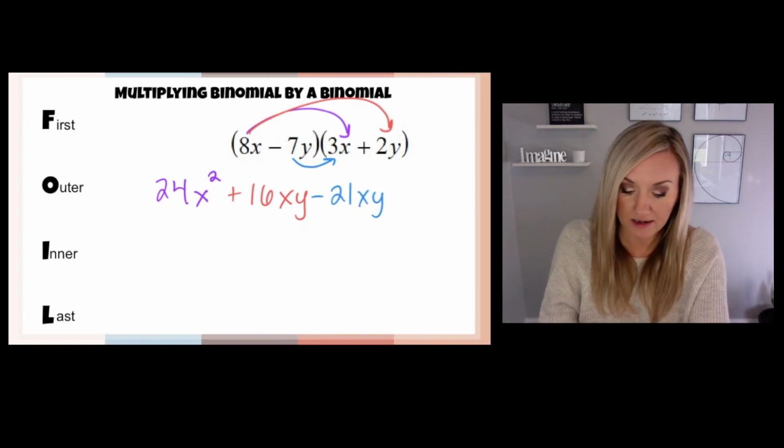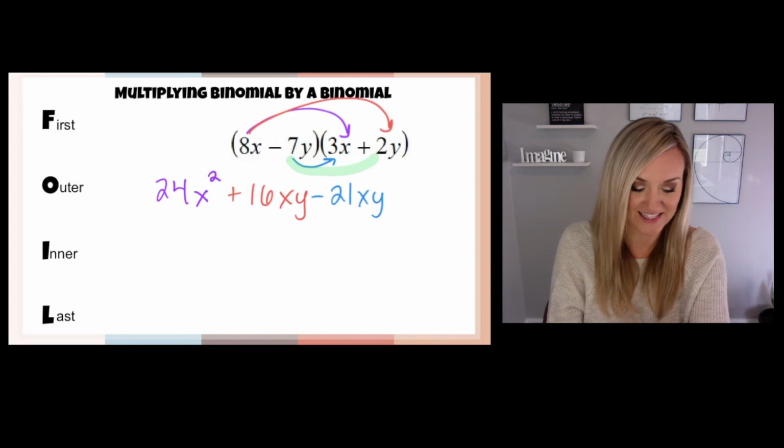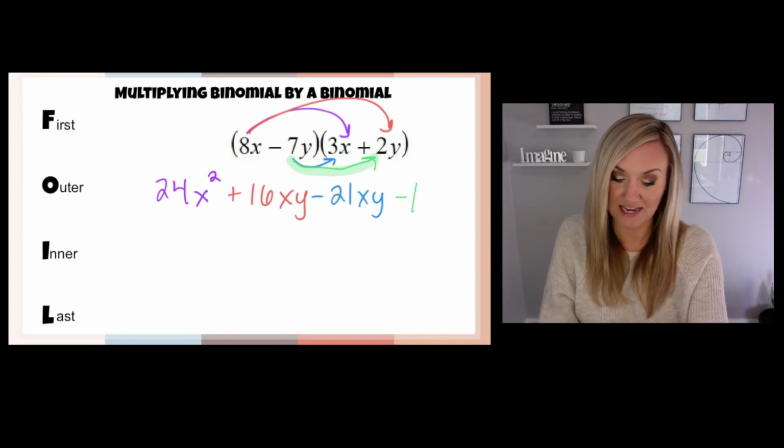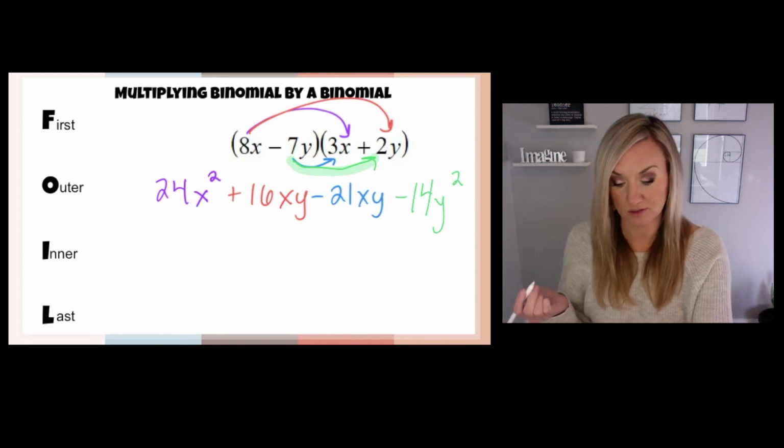Okay, and then I have negative 7. Oh, that's a highlight. Sorry, guys. Negative 7 times 2, which is a negative 14, and that would give us y squared, right? Y times y is y squared.